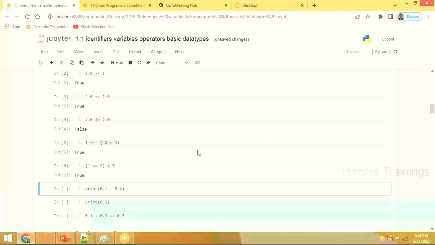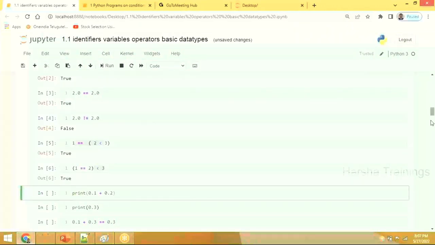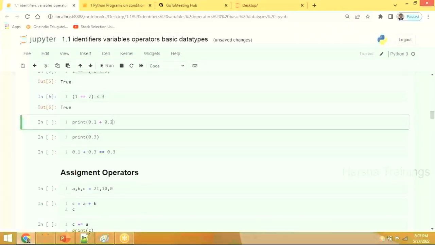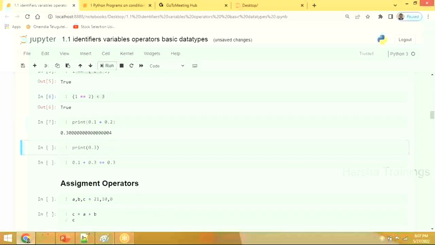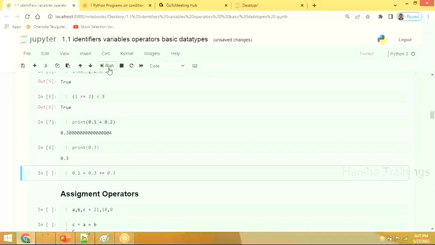Yes. Now, one more important point. Most of the people will make a mistake. Print of 0.1 plus 0.2. Can you please just guess what the answer will be? We will feel that it is 0.3, but internally it is stored differently. Now print 0.3 means 0.3 only. Now, if I compare 0.1 plus 0.2 with 0.3, actually this value will be 0.30004 and the right side value is 0.3, so it is false.